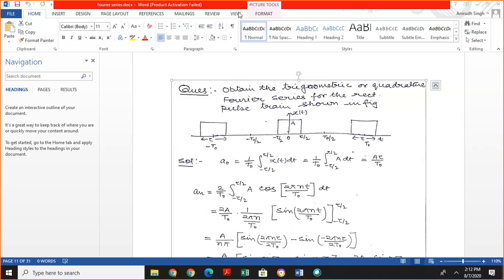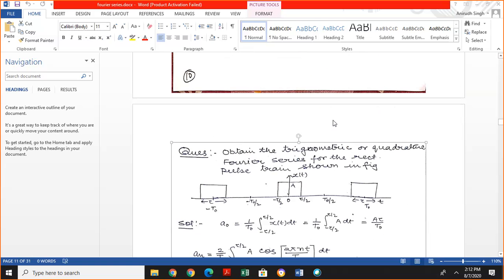Good afternoon, students. In the last lecture, we were discussing Fourier series. Now we will solve some problems based on Fourier series. The first problem is: obtain the trigonometric or quadrature Fourier series for the rectangular pulse train shown in this figure.